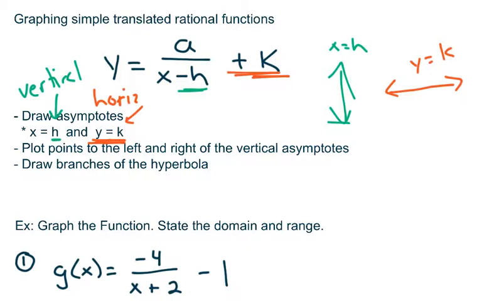Okay, so once you figure out where your asymptotes are, plot your points to the left and to the right of the vertical asymptote. There shouldn't be more than one, so we can just get rid of that s on the end. And then after that, we just draw our branches of the hyperbola. Okay, so let's try a couple.